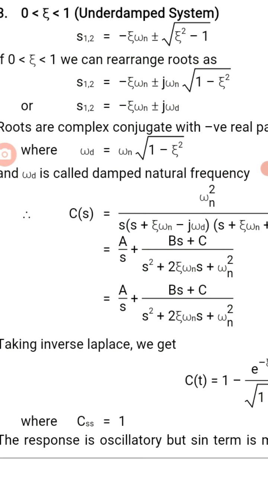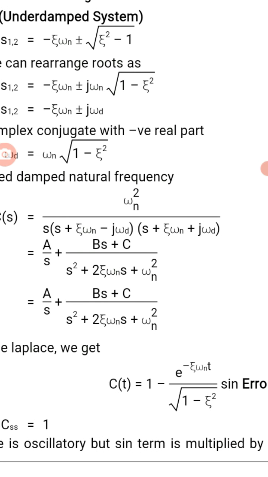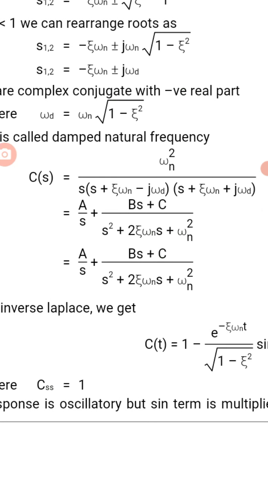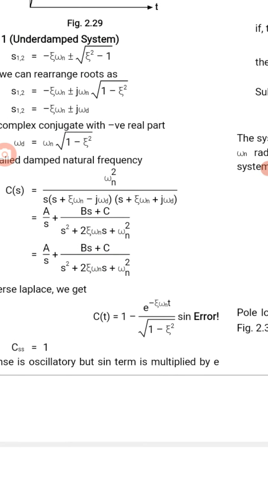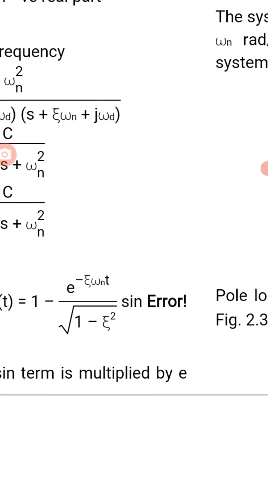So C of s is equal to omega n square upon s into bracket s plus zeta omega n minus j omega d, s plus zeta omega n plus j omega d. By putting in the roots, we get this equation. By solving it, we get A upon s plus (Bs plus C) upon s square plus 2 zeta omega n s plus omega n square. And taking the inverse Laplace transform, we get c of t is equal to 1 minus e raised to minus zeta omega n t divided by square root of 1 minus zeta square, times sine.